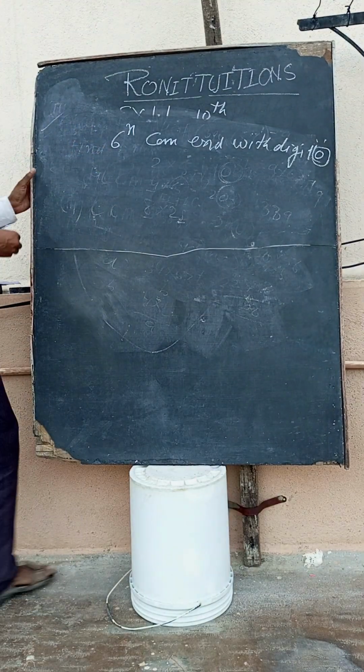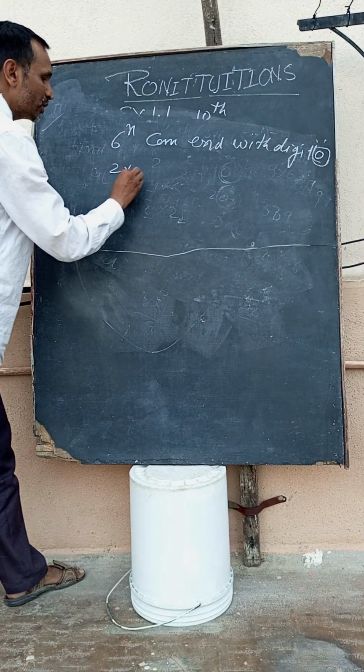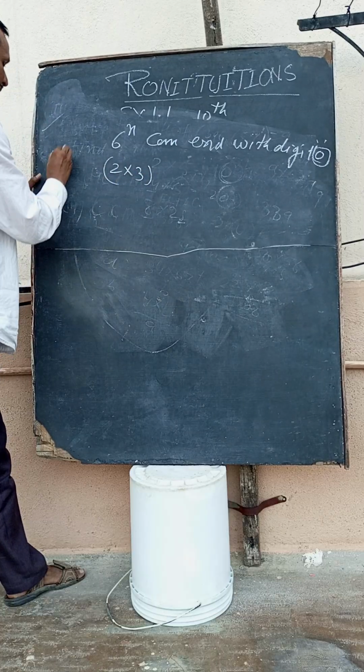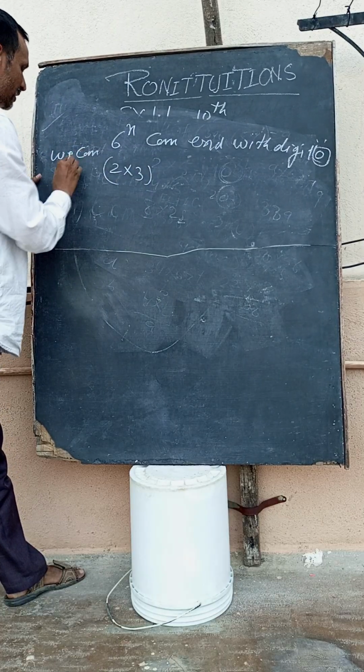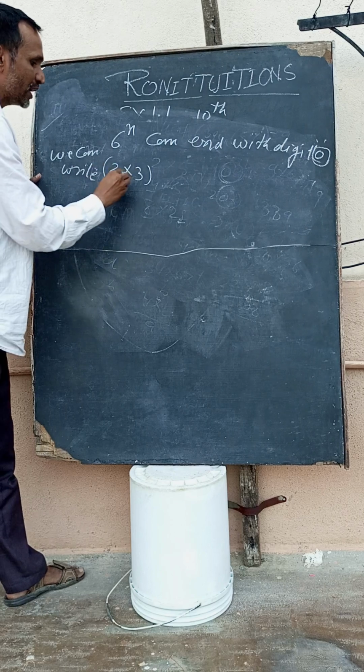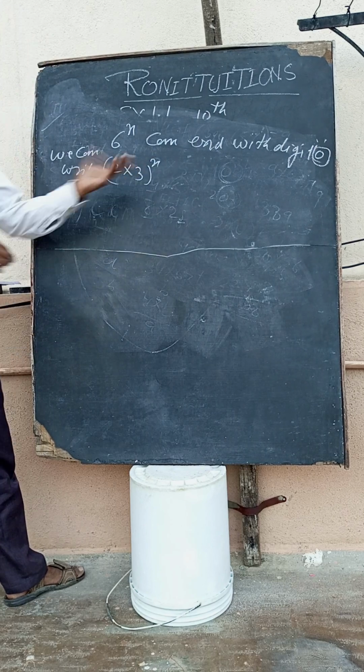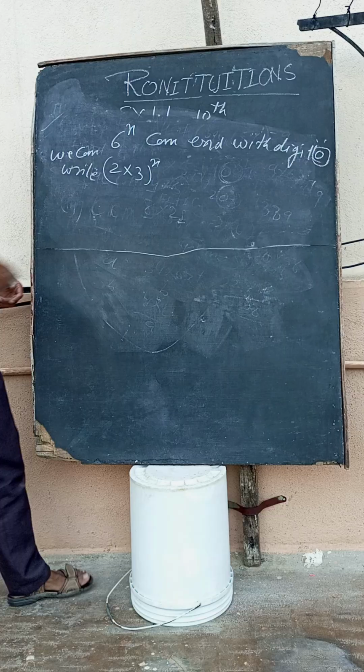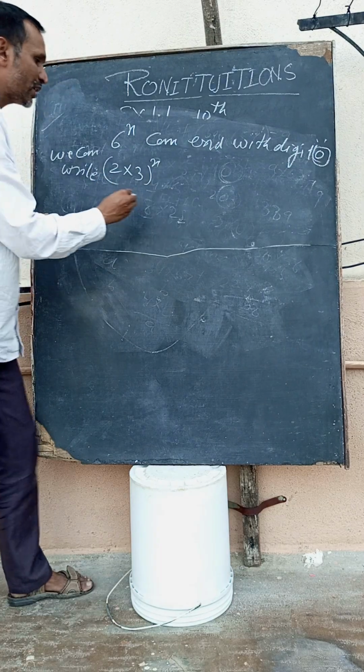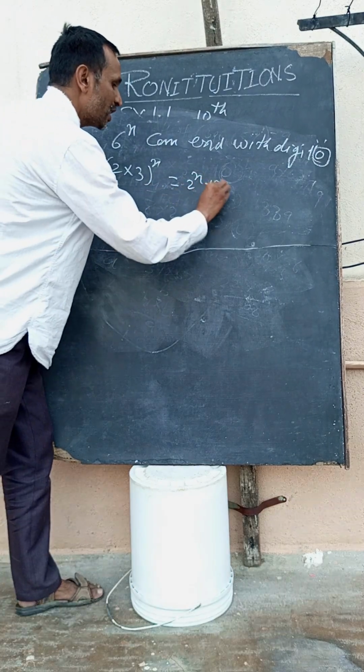Now 6 we can write as 2 into 3. What is 2 into 3 to the power n? n is any integer, any number, but to the power n, it becomes 2 to the power n into 3 to the power n.